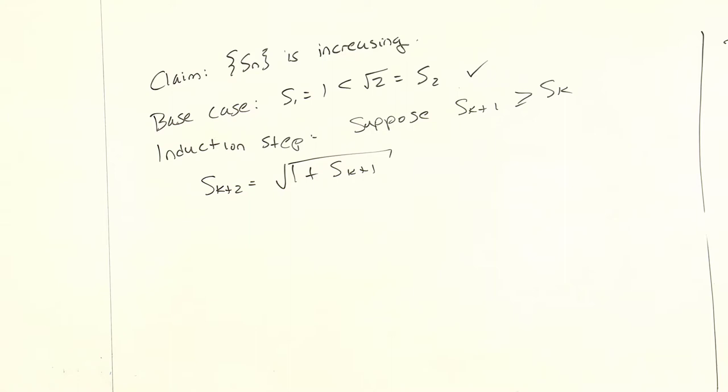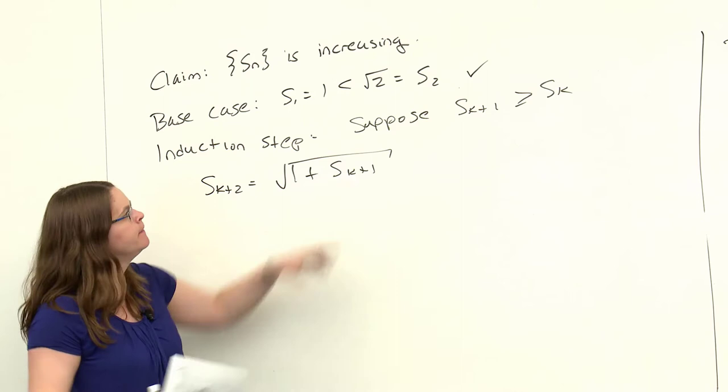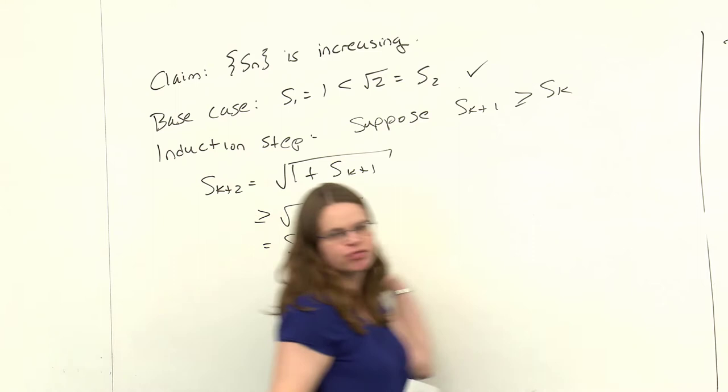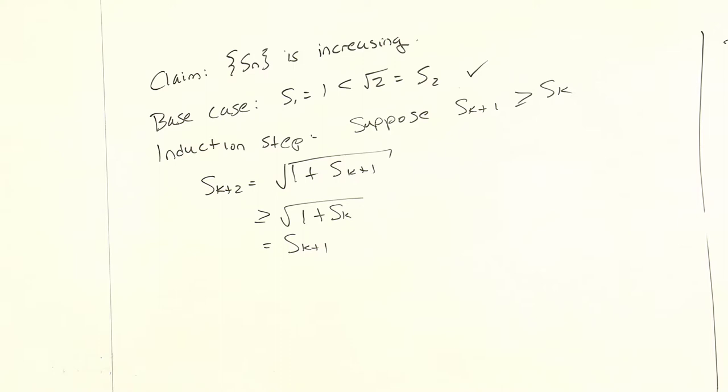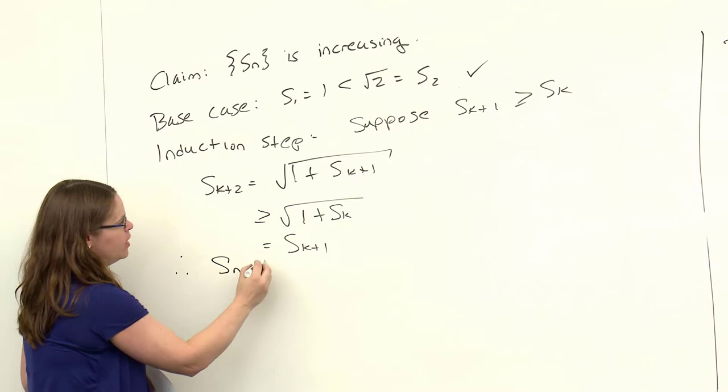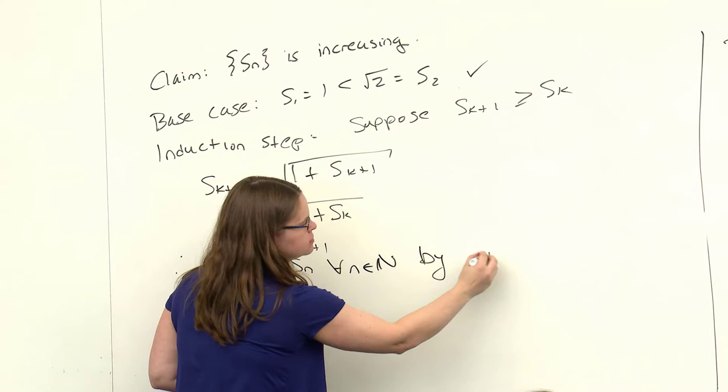Now we've made an assumption that this guy is bigger than S_k, which is nothing but S_{k+1}. Right. So indeed, the logic was not any different than what we did here. Okay, so great. S_{k+2} is bigger than or equal to S_{k+1}. And therefore, we're going to say S_{n+1} is bigger than or equal to S_n for all n by induction.